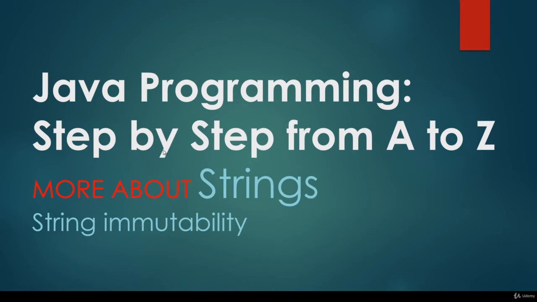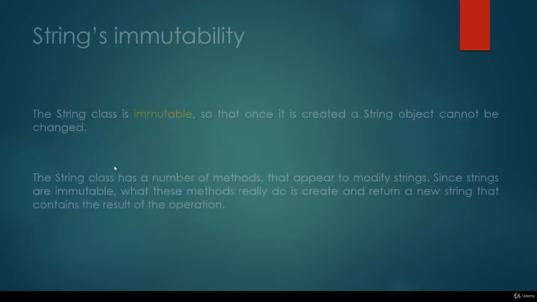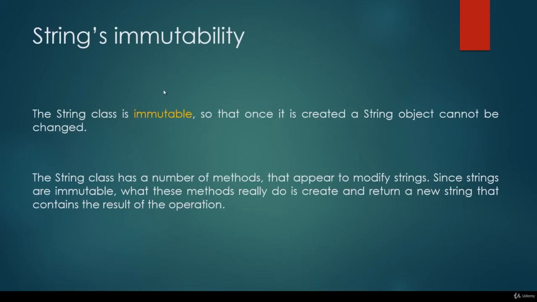In this lecture, we are going to talk about string immutability. So first of all, what is string immutability? The string class itself is immutable, which means that once it is created, a string object cannot be changed.